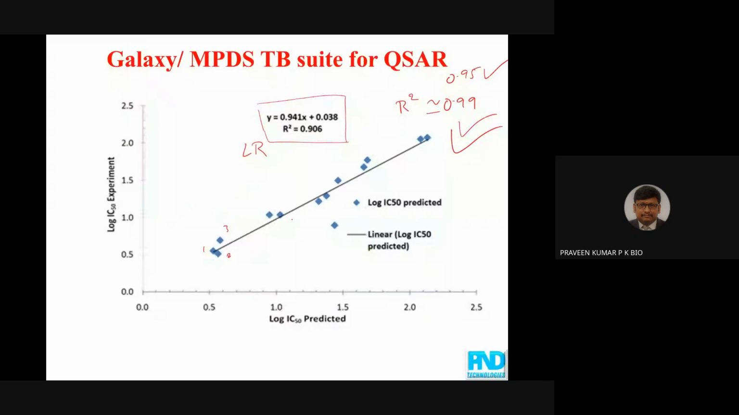Instead of using a small number of drugs, we can increase the size of drugs. Instead of 15 drugs, if you go with 150 drugs or 1500 drugs, the R square value is definitely going to increase. Okay, increase the size of the training data set to increase the R square value, which provides you the quality of the model.